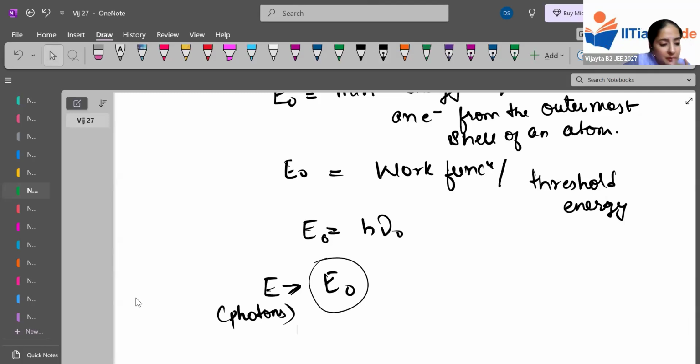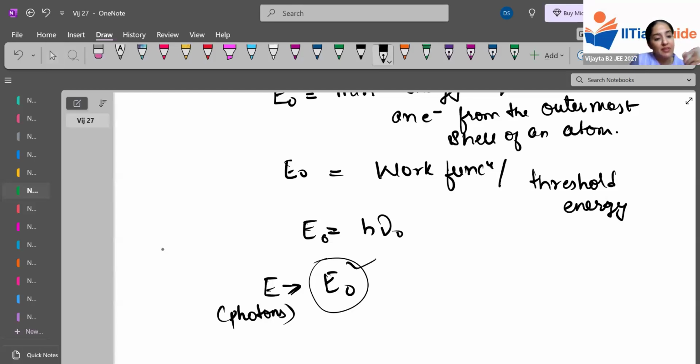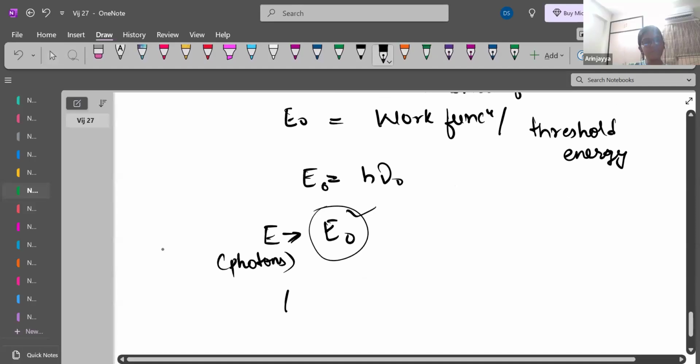Yes, beta? Can you repeat the question? See, the question is, I have given a minimum amount of energy, E naught, but the energy that I've given with the photons is greater than that. My question to you is, what is the rest of the energy going to be used as? So E is equal to E naught plus what?